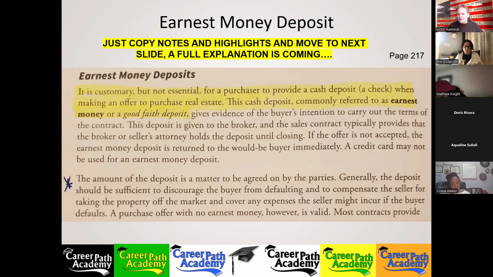But if it's my listing and you're making an offer and you're not even including a minimum of $1,000 as the good faith deposit, I'm going to whisper in the seller's ear not to accept this offer because they're not really serious.